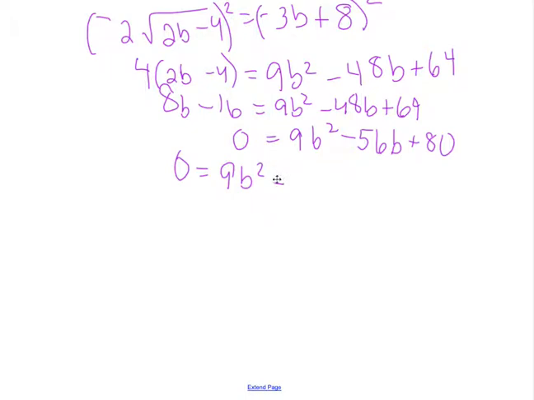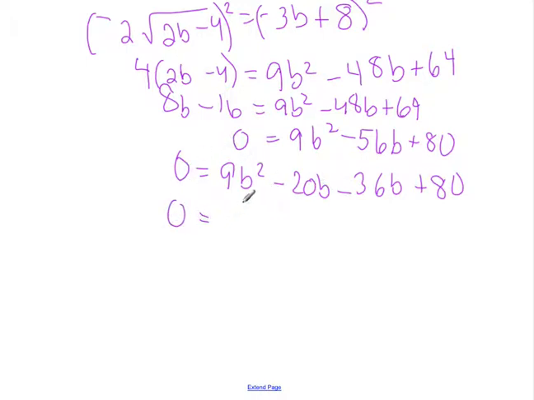So I'm going to separate my middle term into negative 20b minus 36b plus 80. Again, negative 20 times negative 36 is the product of 9 times 80, which is 720, but these two numbers add to negative 56. So that's perfect. I'm ready to factor by grouping.